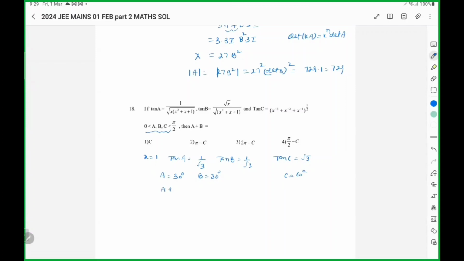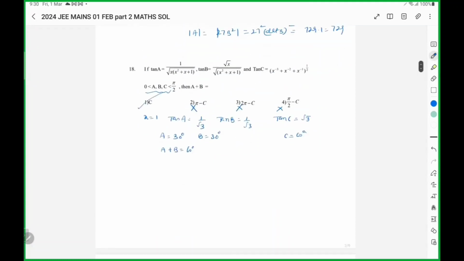Then A plus B will be 60 degrees. That is, C is possible. Again 180 minus 30, it is not possible. 90 minus 60, it is not. So the first option is correct. Directly you can find tan(A plus B) by using the formula tan A plus tan B by 1 minus tan A tan B. You substitute and simplify it, you get it as tan C. Then you can also say A plus B as C. That simplification I am leaving.